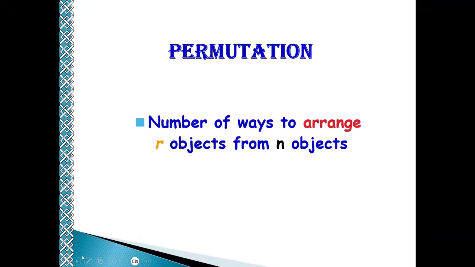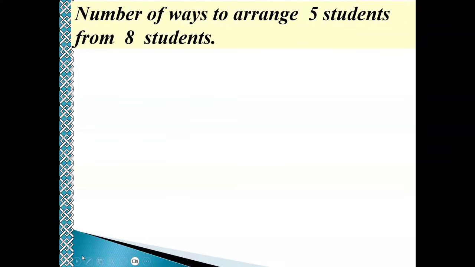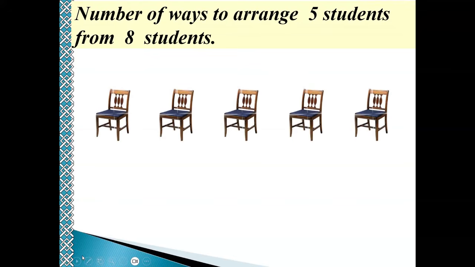So, number of ways to arrange. Slowly we are getting into the formula. Number of ways to arrange r different objects from n. Number of ways to arrange 5 students from 8 students. So I have, say, 5 chairs in this class, and 8 students are standing outside. Any one of them can come inside. Equal opportunity for all of them.